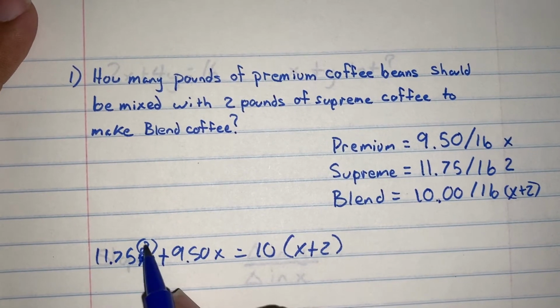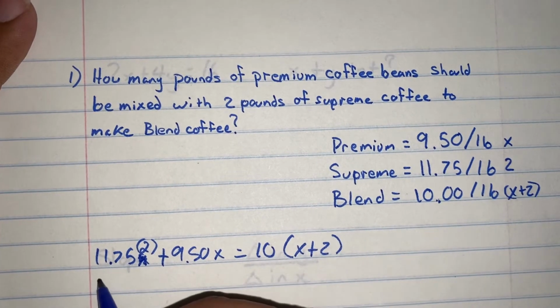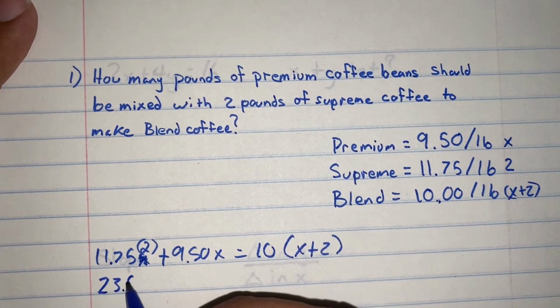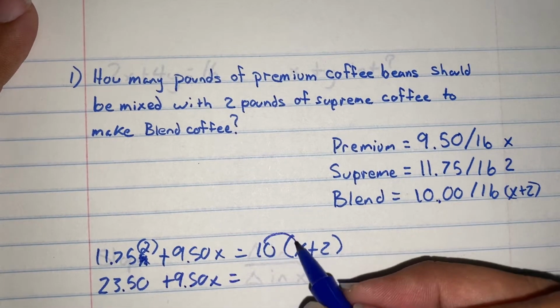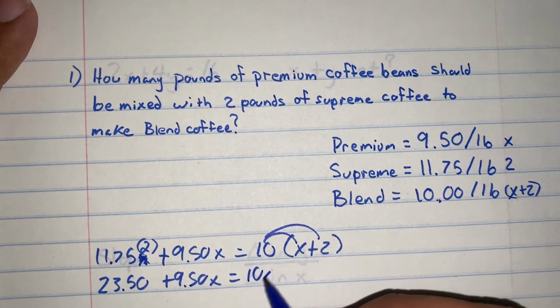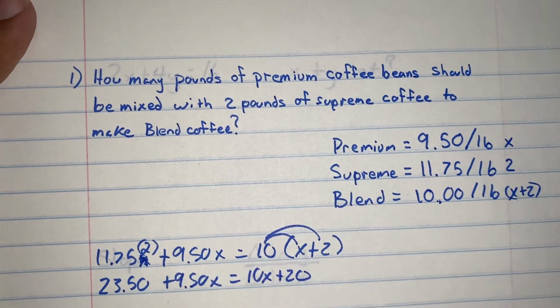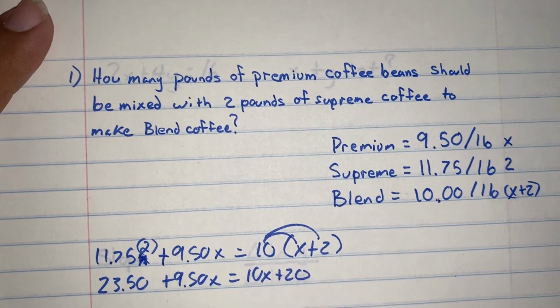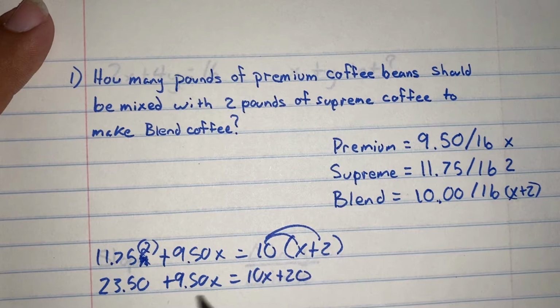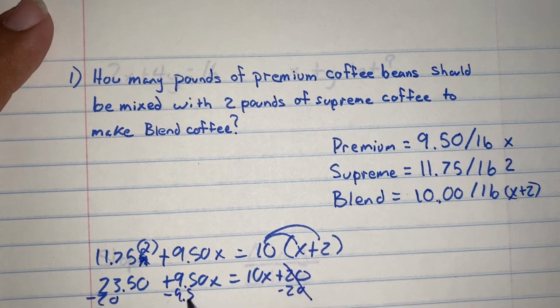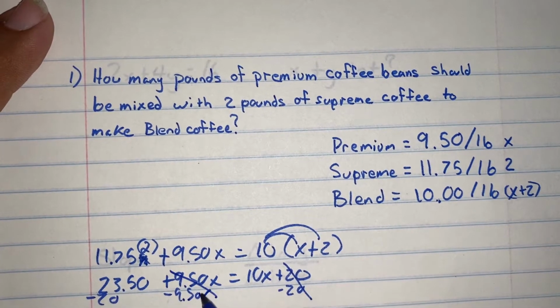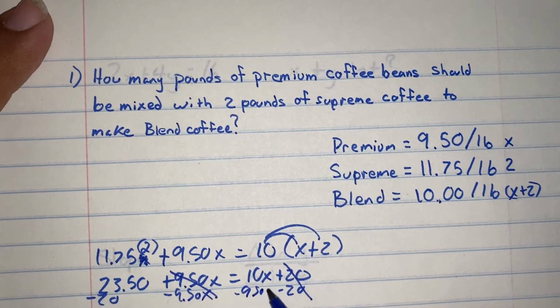So then this is going to multiply. It's going to make 23.50. 23.50 plus 9.50X equals, distributive property, 10X plus 20. Then we're going to subtract 9.50X from both sides and then 23.50 from both sides. So minus 20, gone, minus 9.50X, gone. We're going to be left with 3.50 on this side.